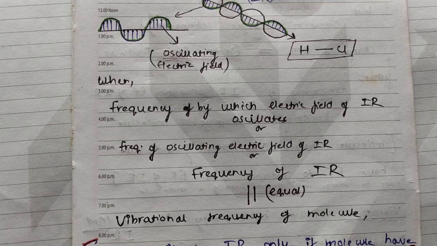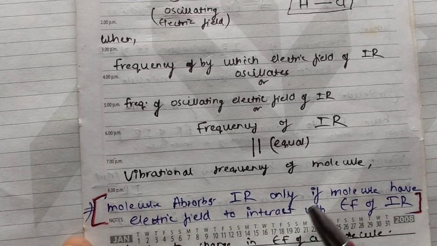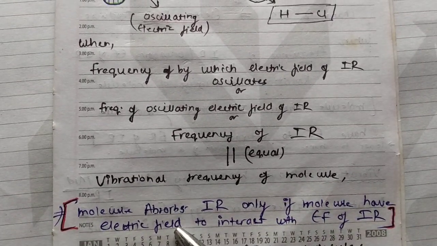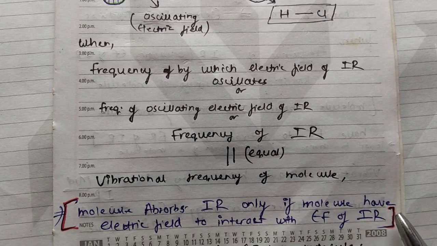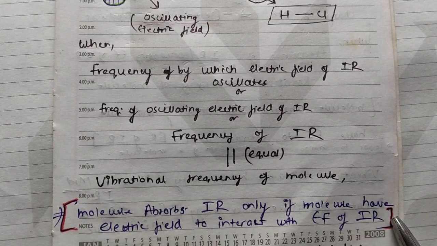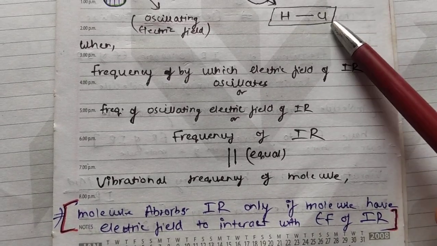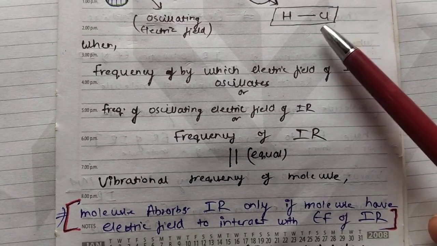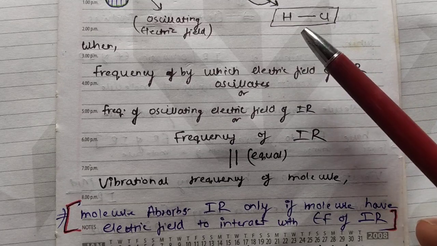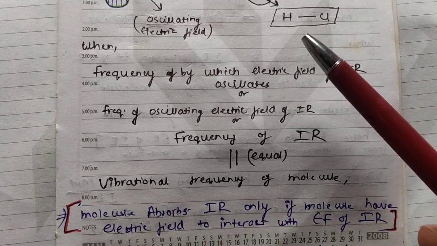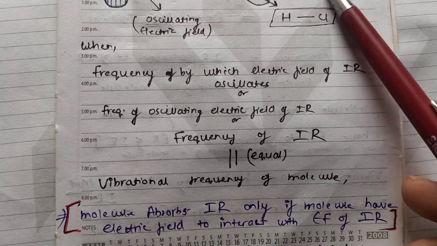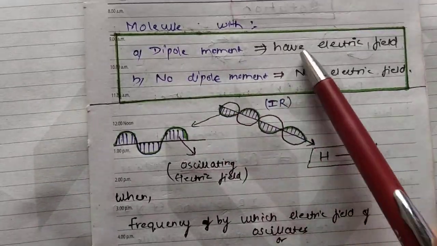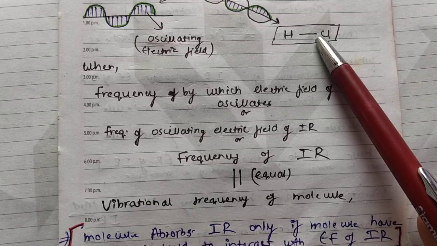The molecule will absorb only if the molecule has an electric field to interact with the electric field of IR. See, this is a very important point. Suppose here we are taking the HCl polar molecule, it has some dipole moment. So due to the vibration, the change in the dipole moment occurs. Due to the change in the dipole moment, HCl is having its own electric field. We already studied that a dipole moment has an electric field, so HCl is having an electric field here.